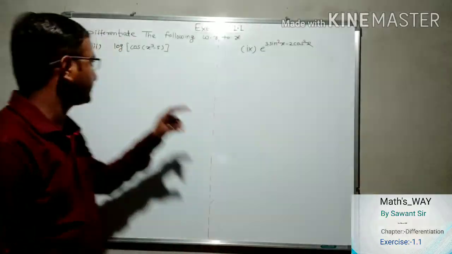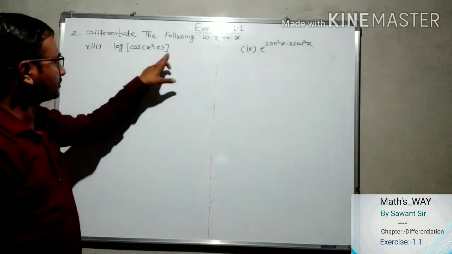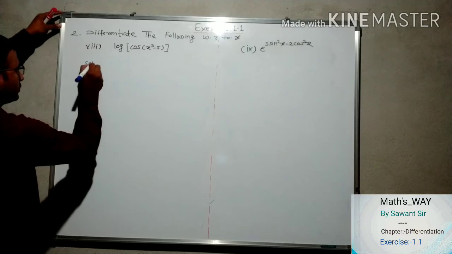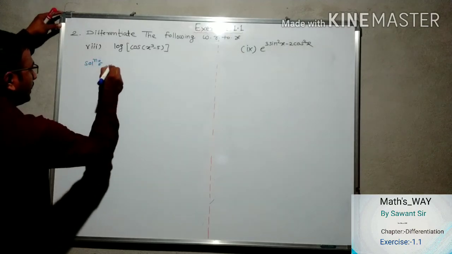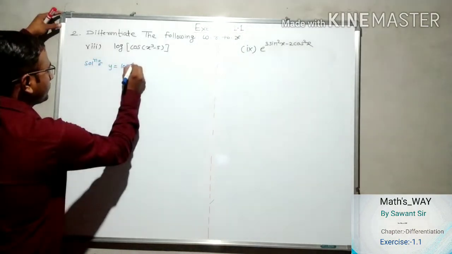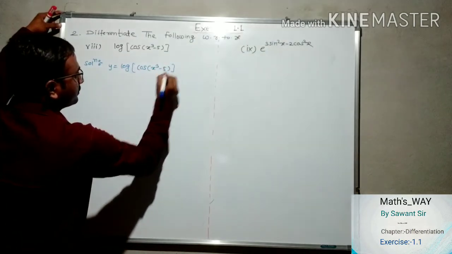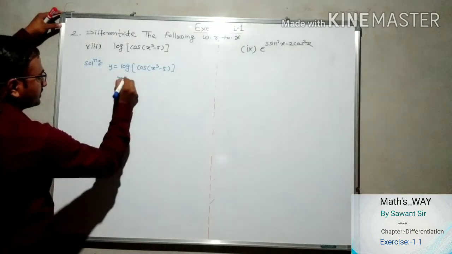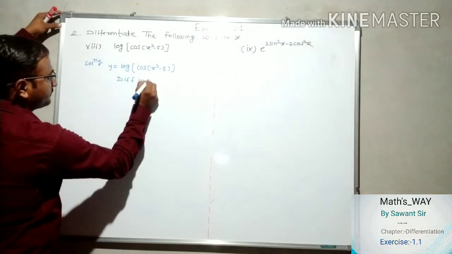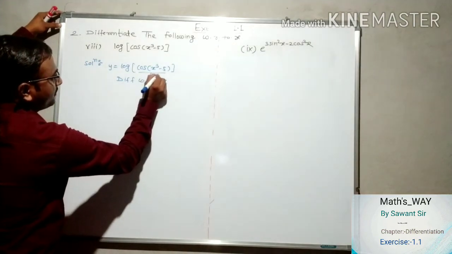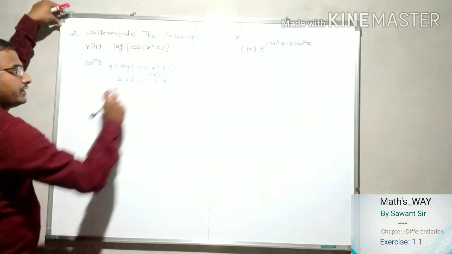Okay. Next problem is given: log of cos of x cube minus 5. So that is the solution. Solution: y is equal to log of cos of x cube minus 5. So differentiate with respect to x. So log of f of x, this term is f of x, by using the formula for derivative of log f of x.